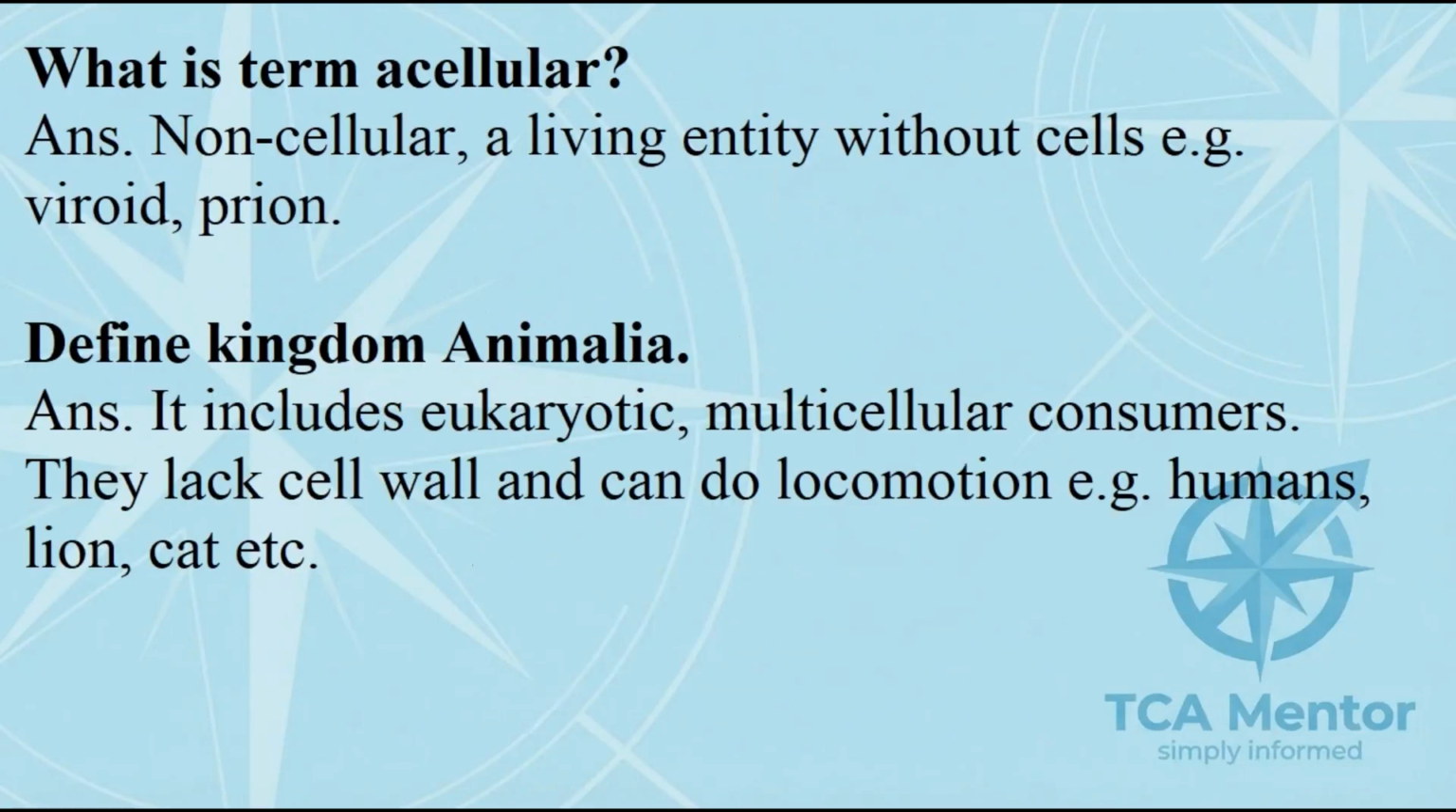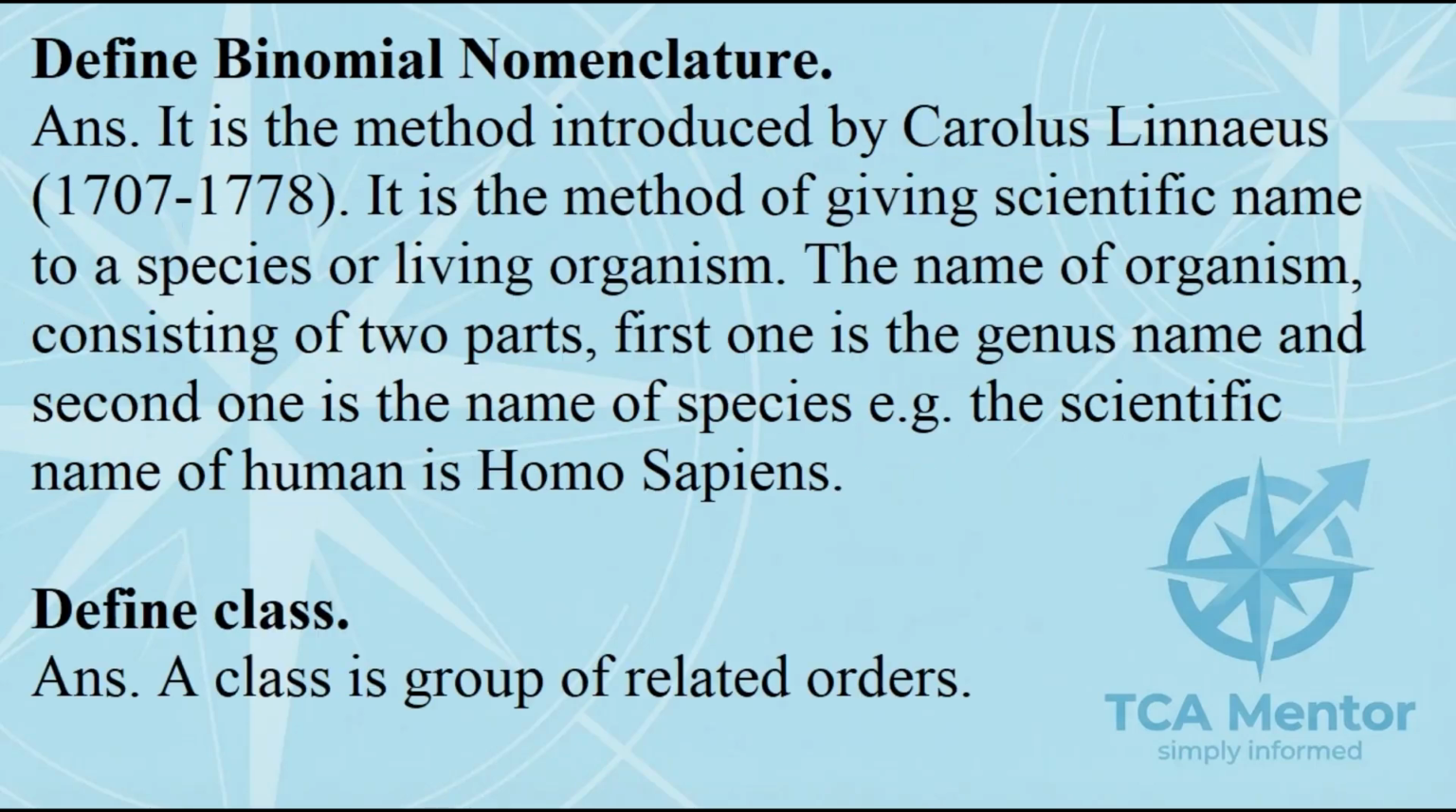What is term acellular? ANS. Non-cellular, a living entity without cells, e.g. viroid, prion. Define kingdom Animalia. ANS. It includes eukaryotic, multicellular consumers. They lack cell wall and can do locomotion, e.g. humans, lion, cat, etc.